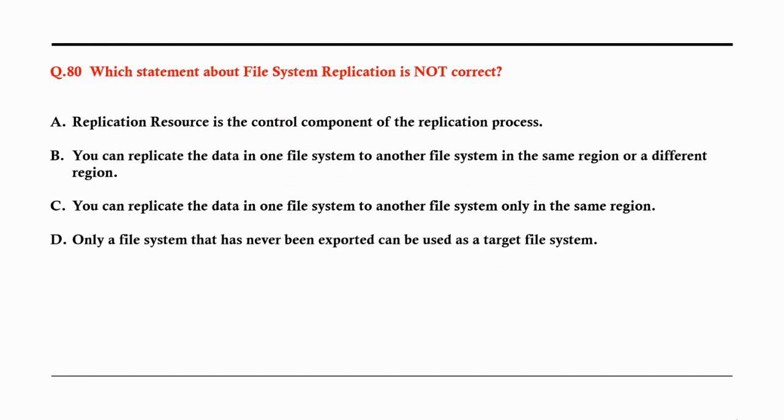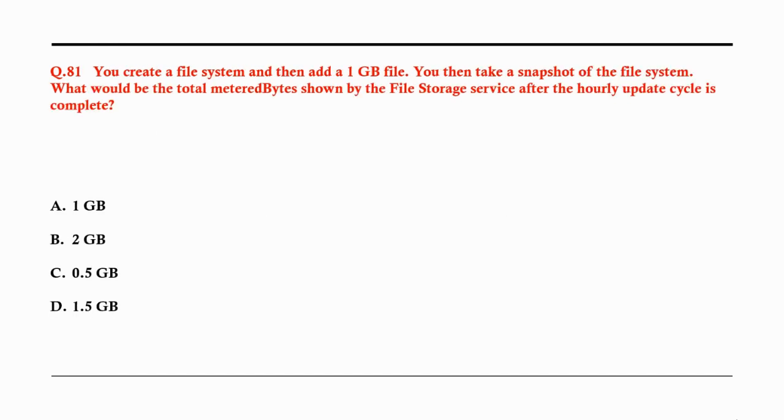Question 80. Which statement about file system replication is not correct? The correct answer is C. You can replicate the data in one file system to another file system only in the same region.